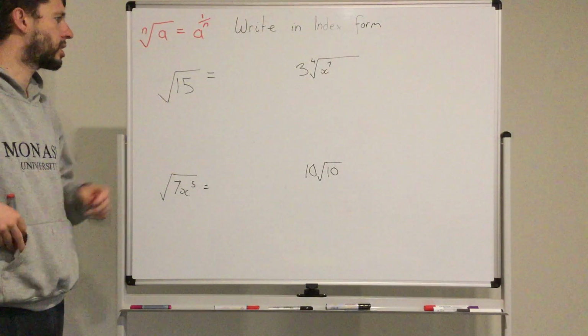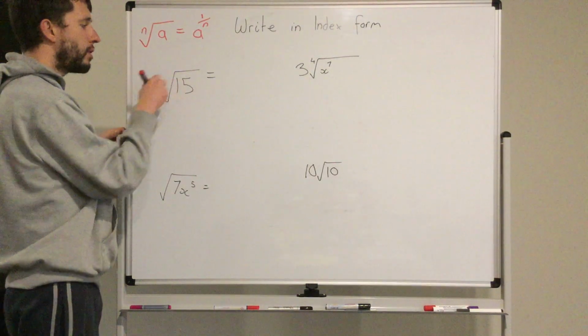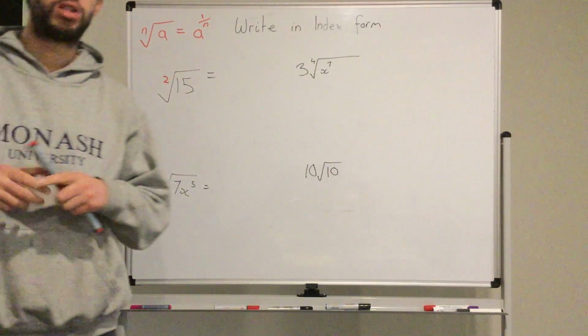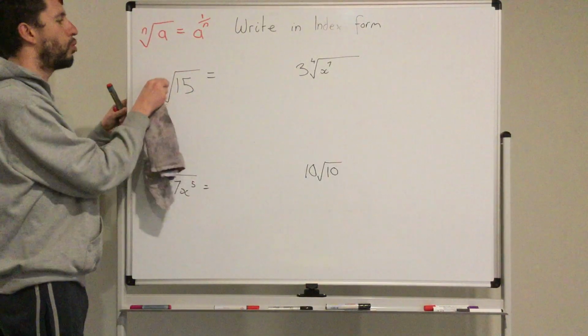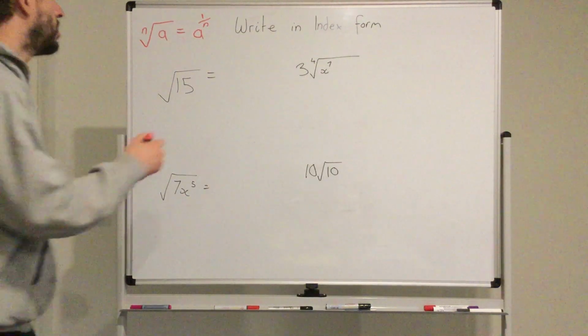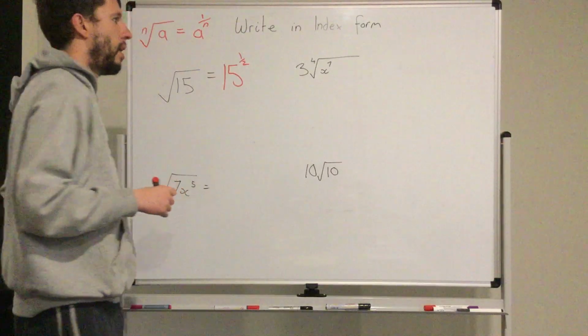So let's have a look at square root of 15. Well, square root of 15, the n, even though it doesn't have an n, that just means that n is 2. Because the sign is square root, we don't have to put a 2 there. We just infer. So all it becomes is 15 to the power of a half.